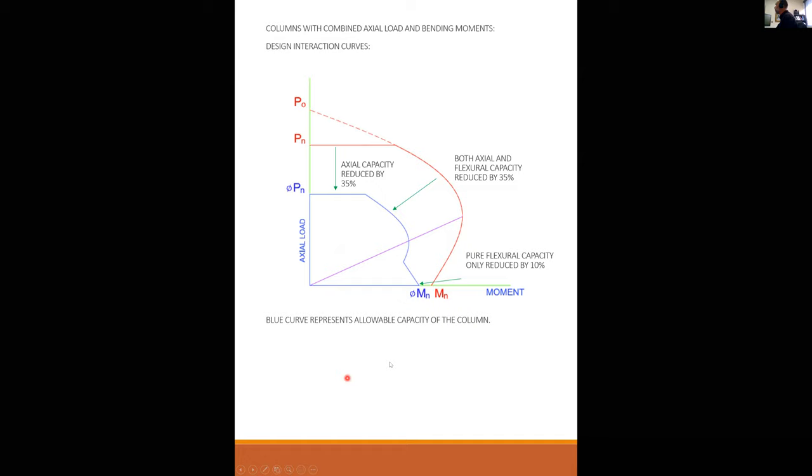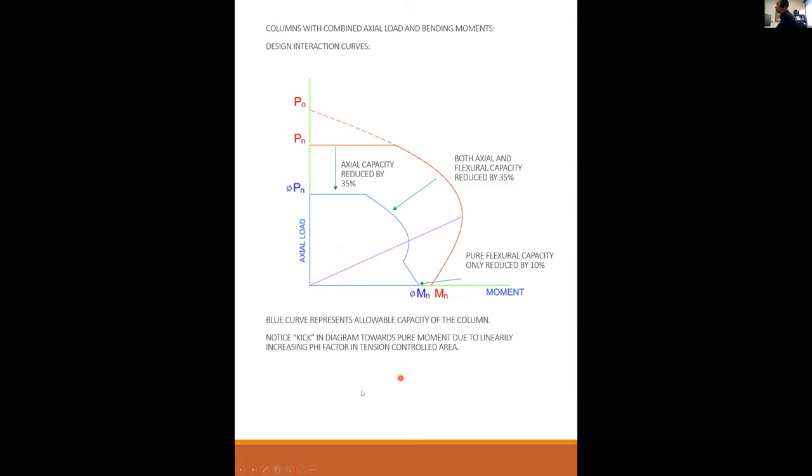But down here at the bottom, where you're in the tension controlled zone and you're basically looking at pure bending, now your flexural capacity is only reduced by 10% because for bending, if your epsilon sub t is greater than 0.005, then phi is equal to 0.9. So that's what this represents. That's only a 10% drop between nominal and allowable capacity.